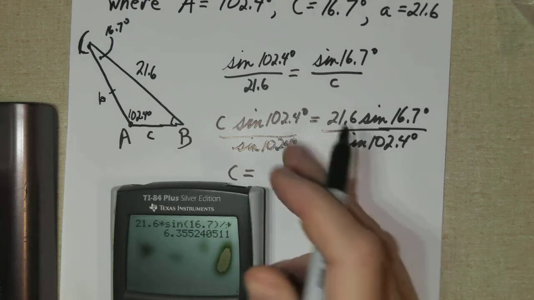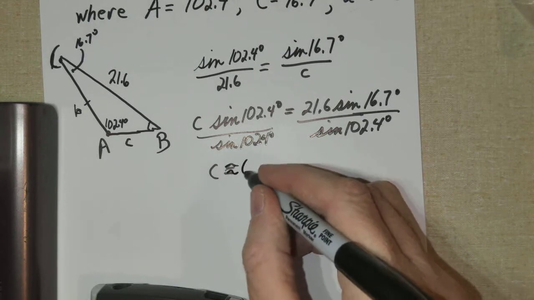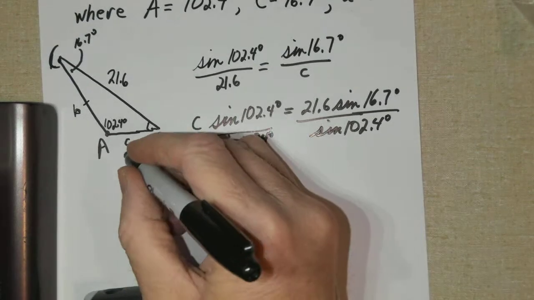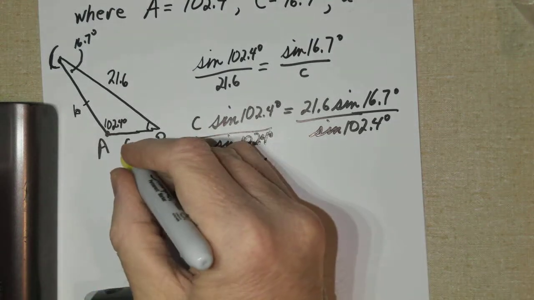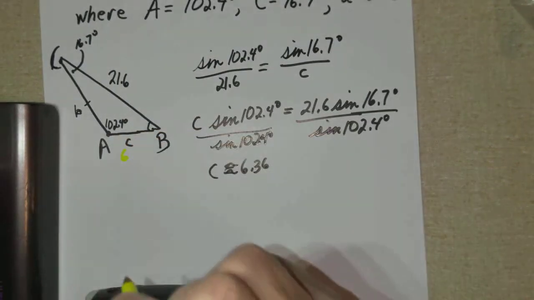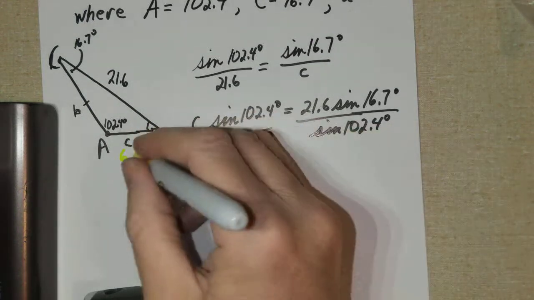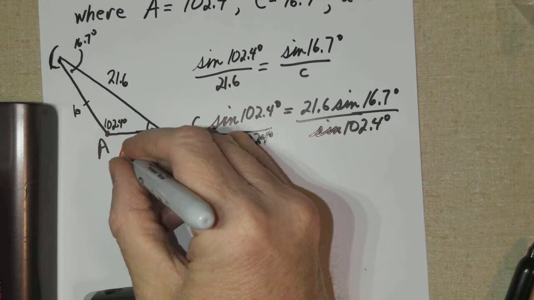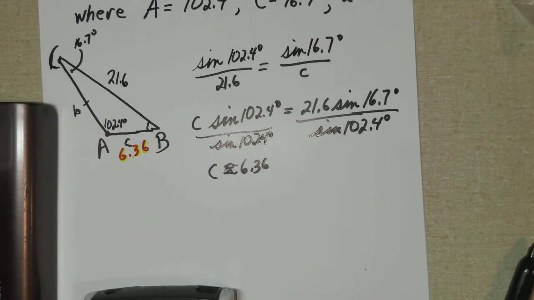Alright, I'm looking at C being approximately, I'm going to round, and let's make this a rule of thumb: let's round everything to 2 decimal places. So C is 6.36. Okay, so C is 6.36.